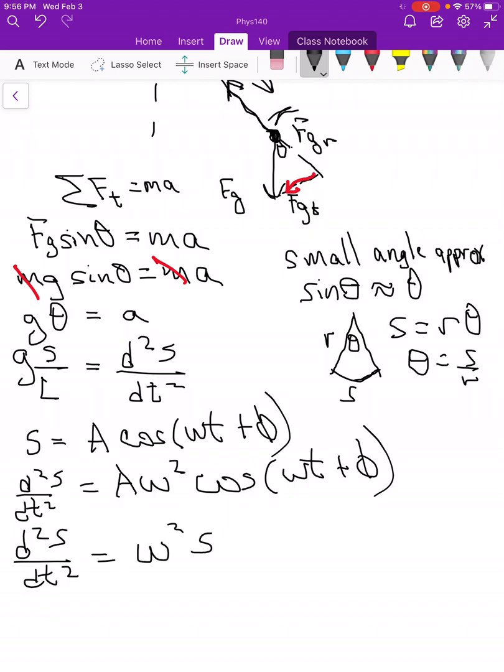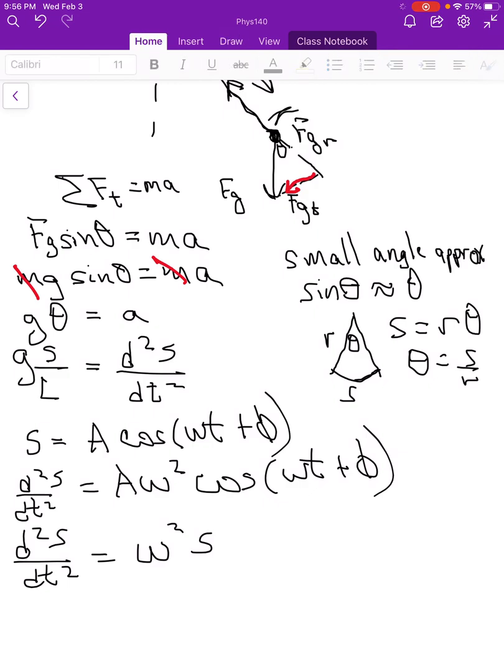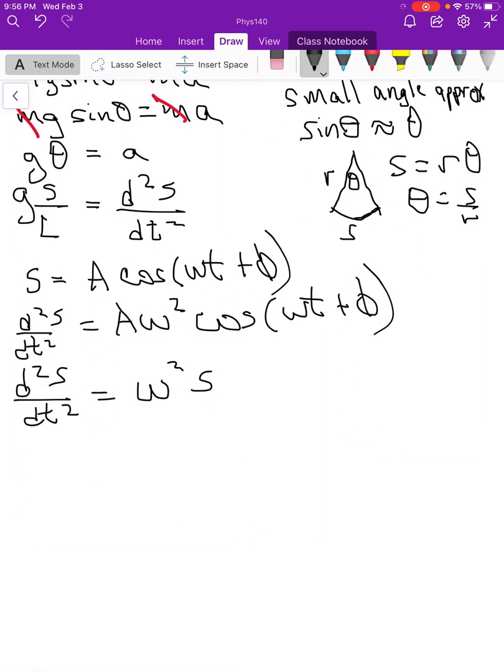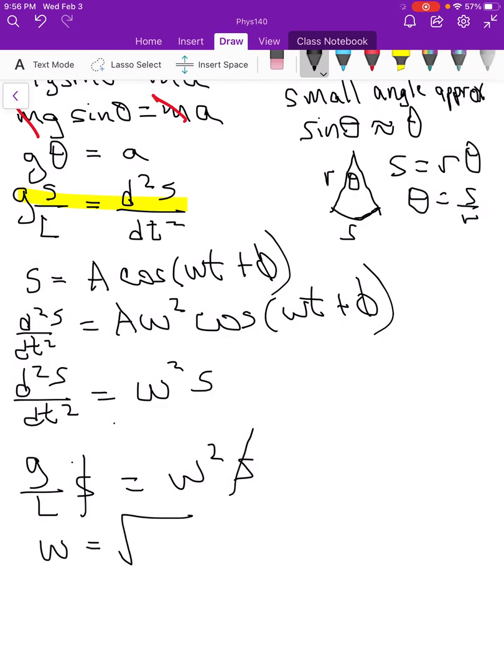And now I can go back and plug that in. Let's move this up a little bit. I can go back and plug that into this equation right here for d squared s over dt squared. So I'm going to say g over L times s is equal to omega squared s. And so we have s on both sides, so we can cancel them out. And we get omega is equal to the square root of g over L.